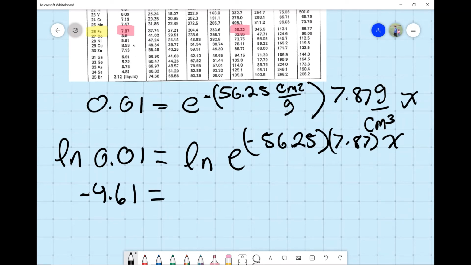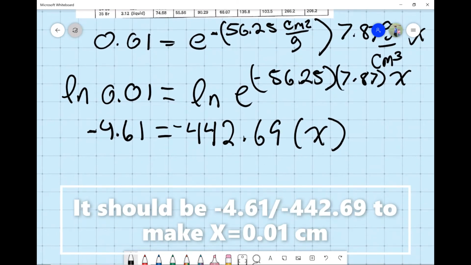And this equals, the ln and the e are going to cancel out. So it's simply negative 56.25 times 7.87. And I got 442, point, we'll round that up, 69 x, and we know x is going to be in centimeters, and it's a negative, and so we want to divide this by 4.61.